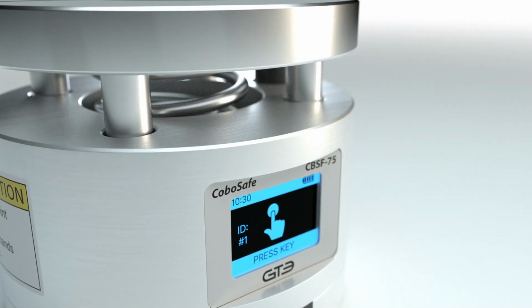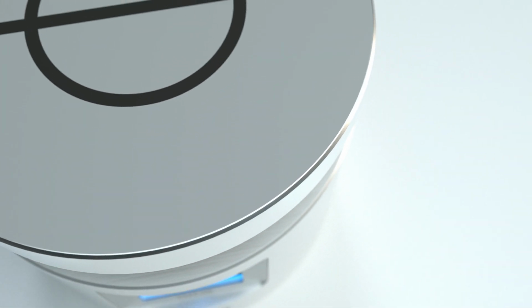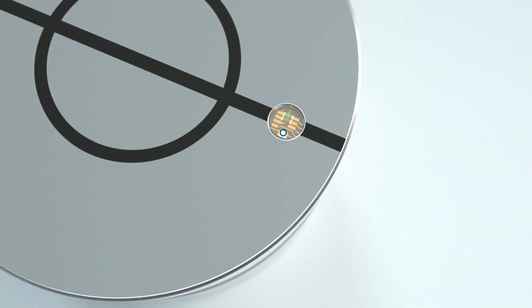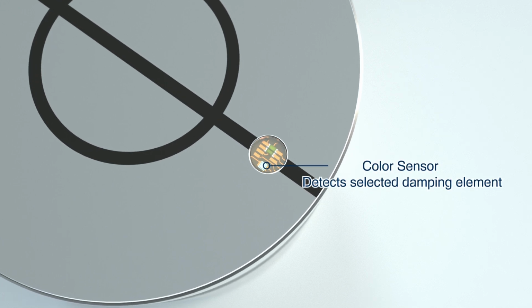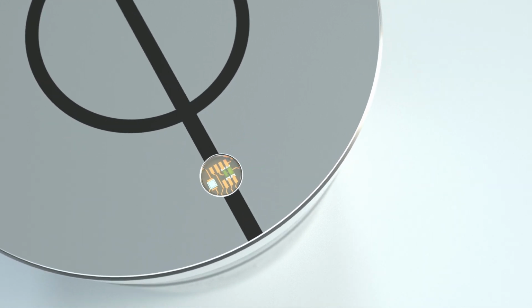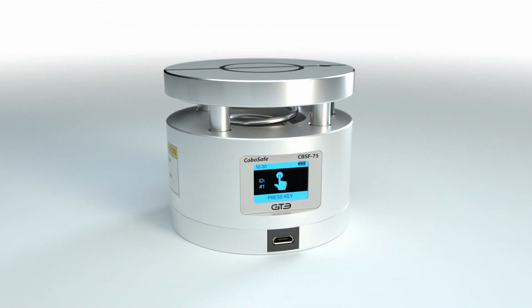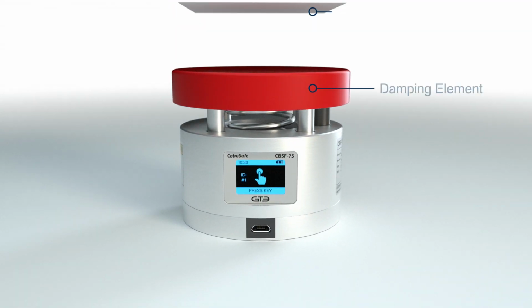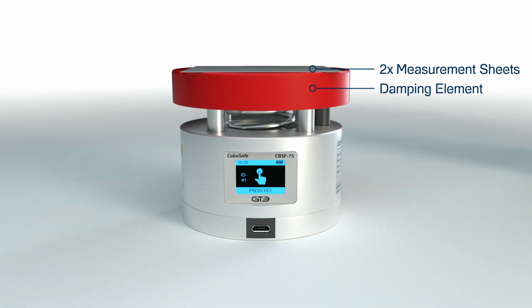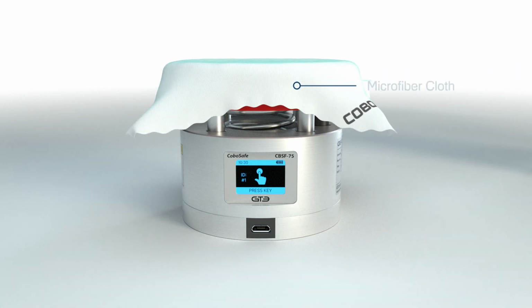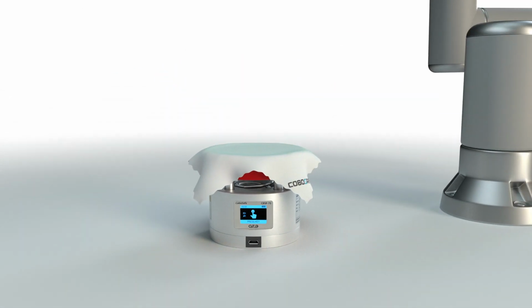To measure force and pressure, we need the respective spring constant according to ISO TS 15066. A damping element, detected by a color sensor, and the Fuji pre-scale measurement films. Apply the damping element on top. Place the measuring sheets over it, and make sure that the rough surfaces are positioned to each other. Finally, the microfiber cloth is placed on top.